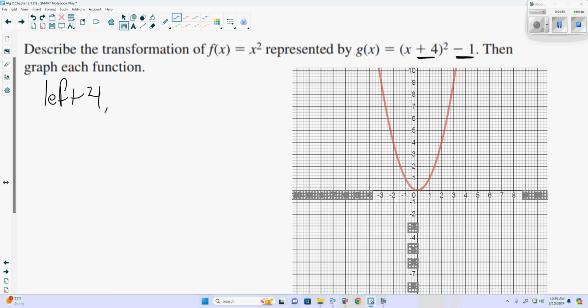Questions on this here? The next part of this is the minus 1. Since it's being subtracted outside the parentheses, it's moving it up or down. How far are we moving? Down 1. Our up and down is exactly what it looks like. So since it's minus 1, it's going down 1. If it had been plus 1, it would be going up 1. Questions on this here?